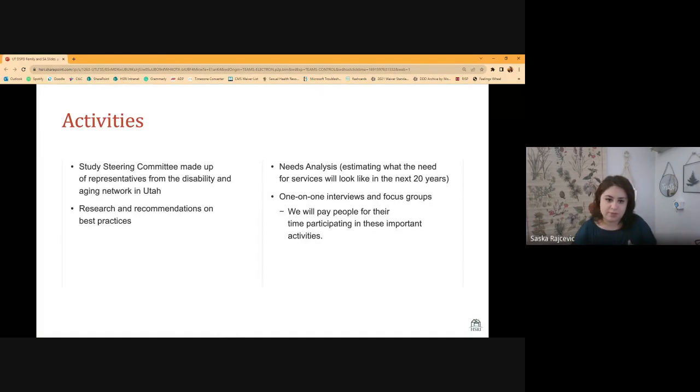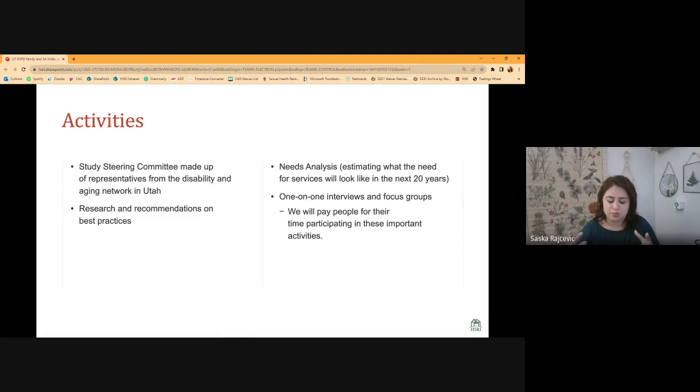So to help develop the recommendations around the priorities we just shared, we are going to be working with a committee made up of representatives from the Disability and Aging Network in Utah to help us come up with goals and plans. And we are also going to conduct research on a number of topics related to the service system and also identify some best practices from other states around long-term service and support systems. And then we're going to do a needs analysis, so estimating what the need for services is going to look like in the next 20 years.